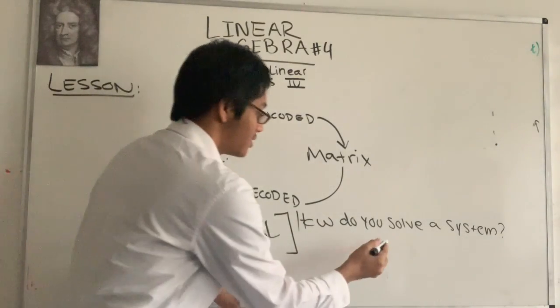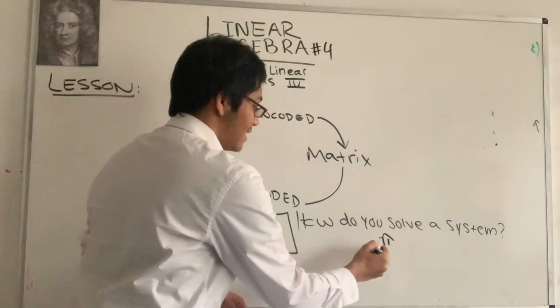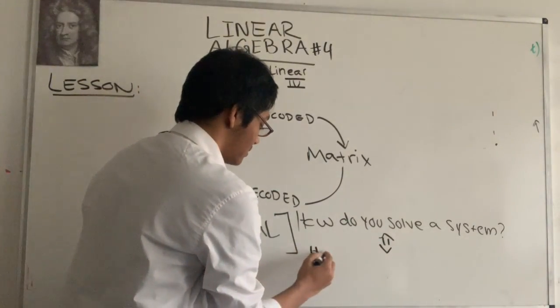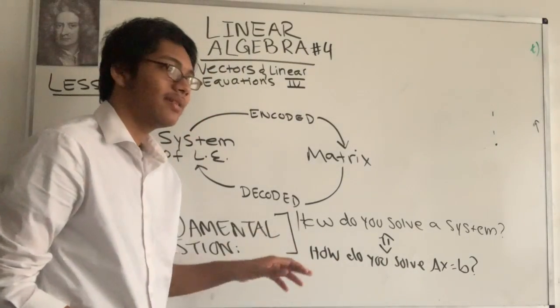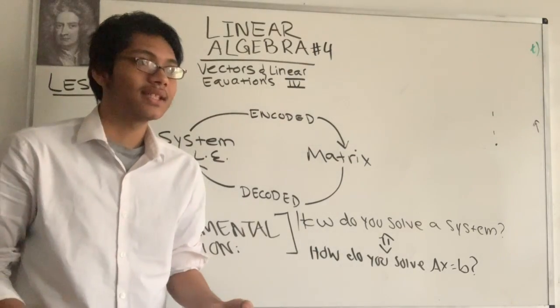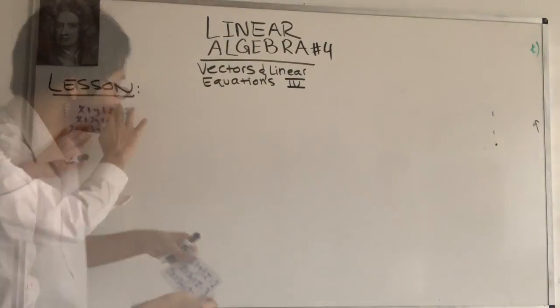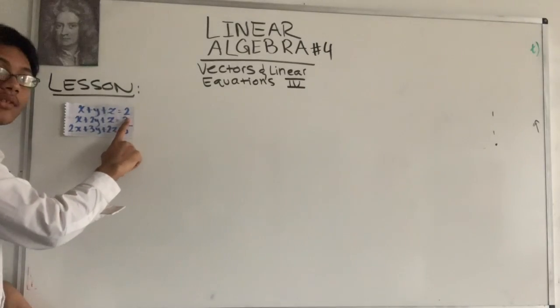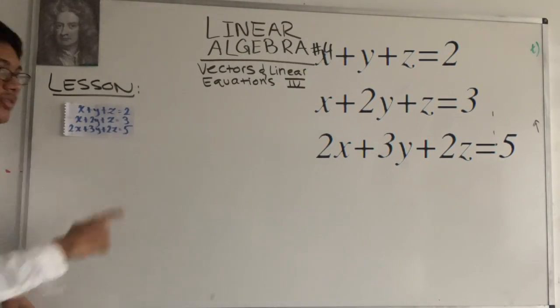Now, my goal today is to show you this question, how do you solve a system of linear equations, is the exact same as this question: how do you solve Ax equals b. So to tackle this idea, I want to begin with a specific example. We will begin with a specific system of linear equations. So I have x + y + z = 2, x + 2y + z = 3, 2x + 3y + 2z = 5.